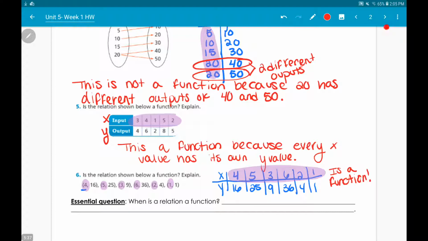All right, so when is a relation a function? I want you to use the top of the page and your definition of a function to answer this question on your own.